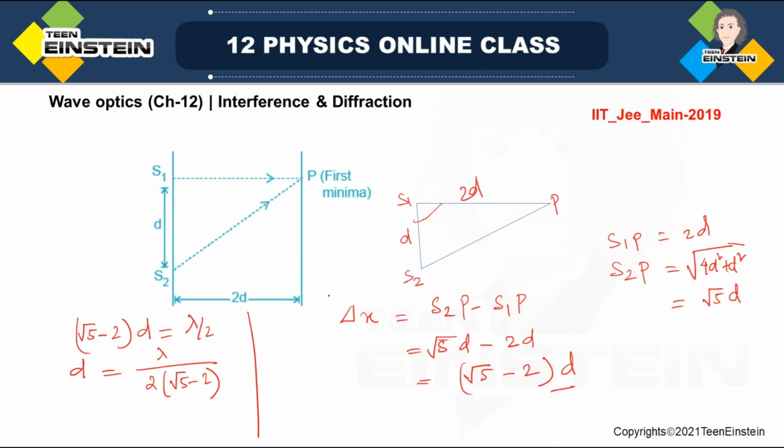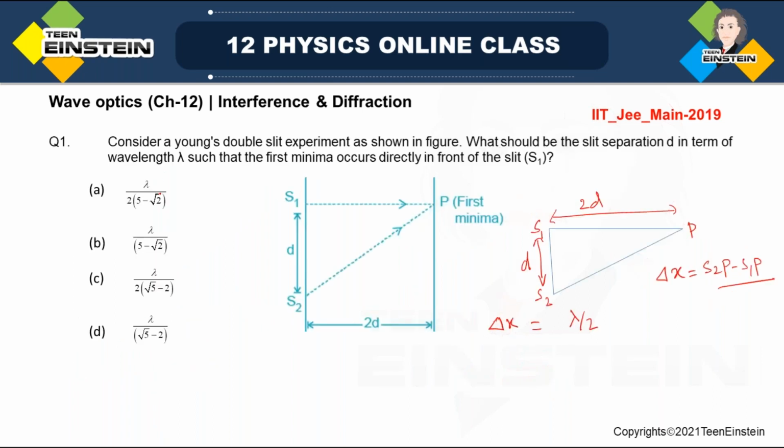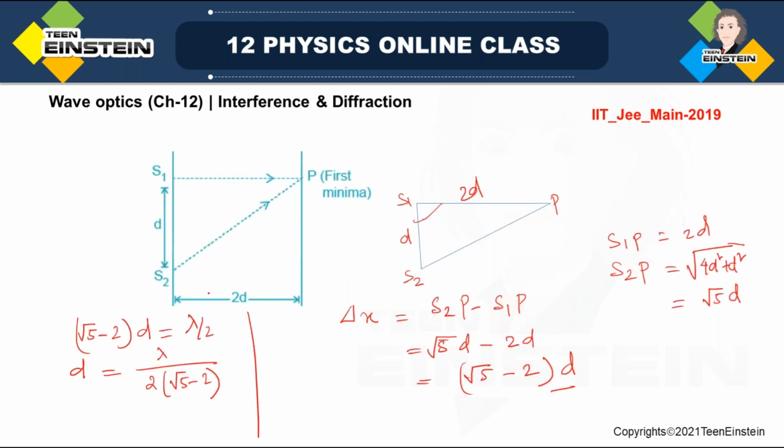You look here, there are options. This is the correct option in this problem: lambda by 2 into square root of 5 minus 2. So this is the slit separation.